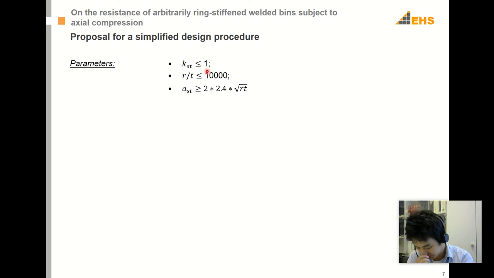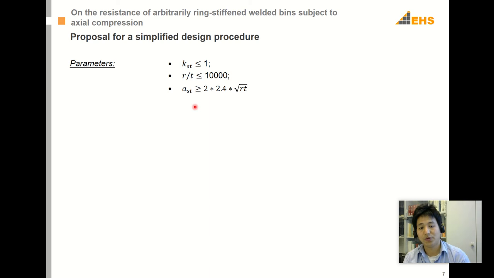Actually, this value is relatively large compared to the current code, which is just 5,000. And at last, the ring stiffener spacing needs to be larger than 2 times the half-wave length of buckling. We know that a small stiffener spacing can further improve the buckling capacity of the shell structure, but in real shell structures, we don't use such a small spacing of ring stiffeners.